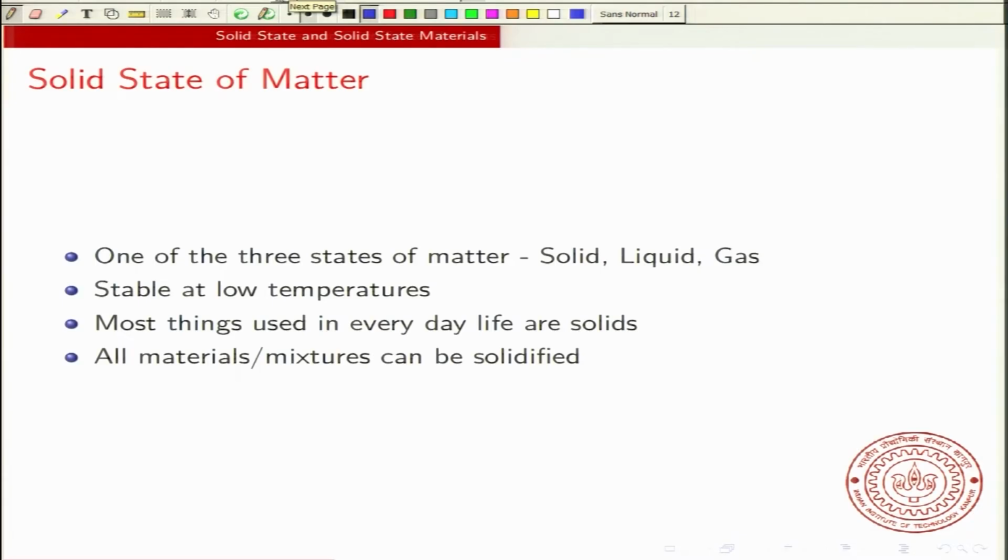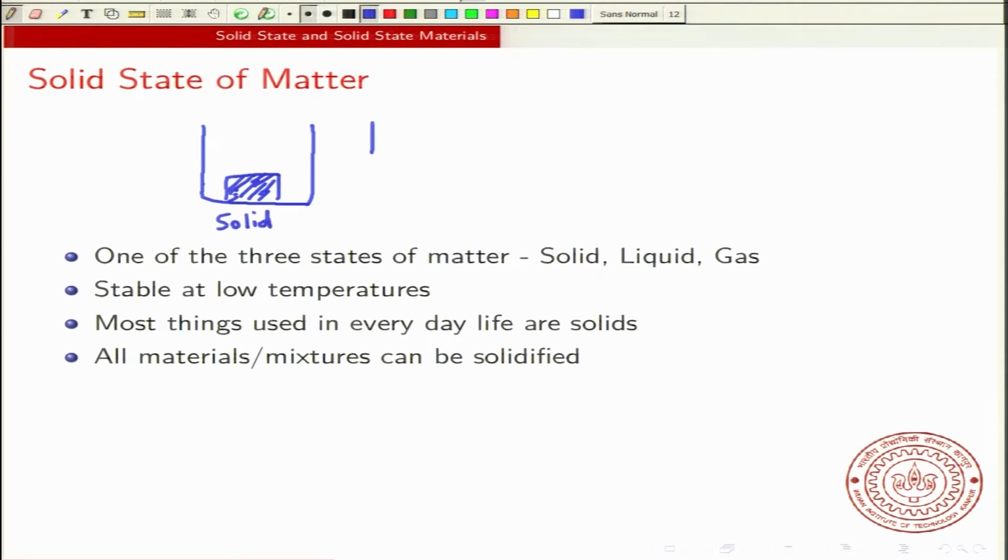Now, what is the solid state of matter? Intuitively you learned that it is one of the three states of matter. Matter exists typically in three states: solids, liquids and gas. And we usually think that if you had a container and you had a solid, the solid will occupy some region of the container that it is put in. So, this will be a solid.